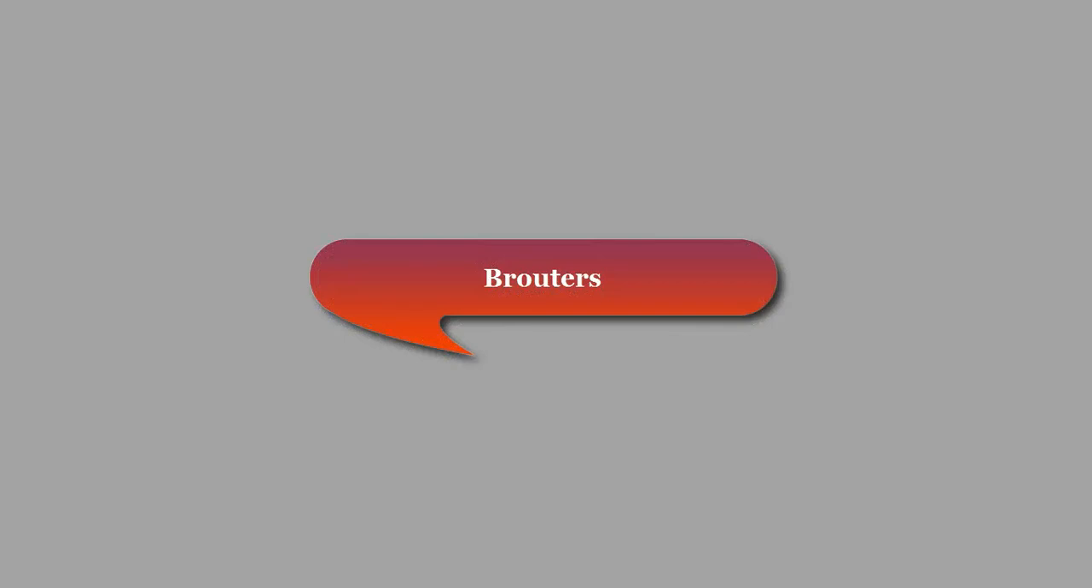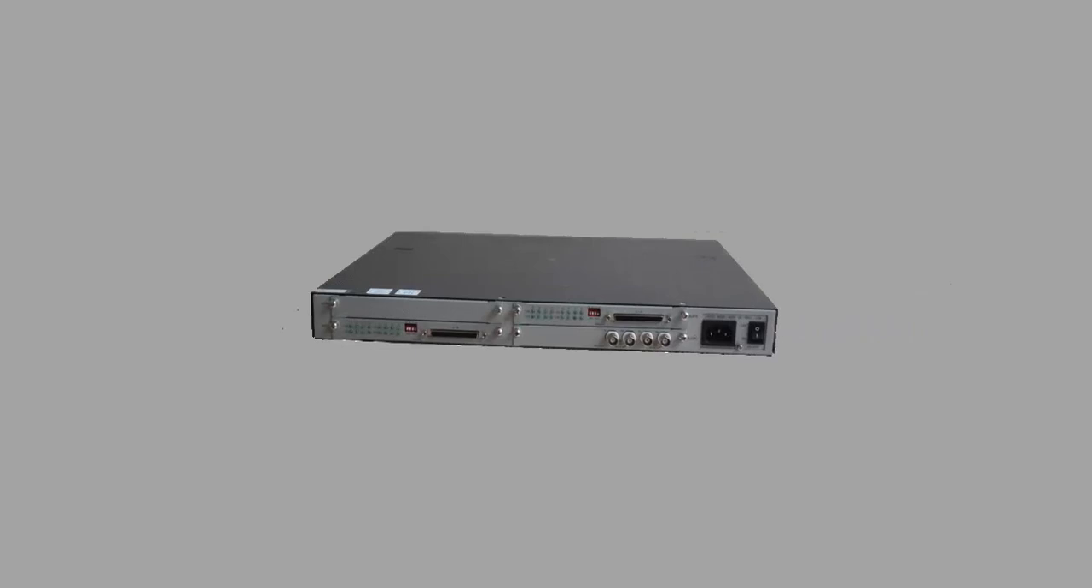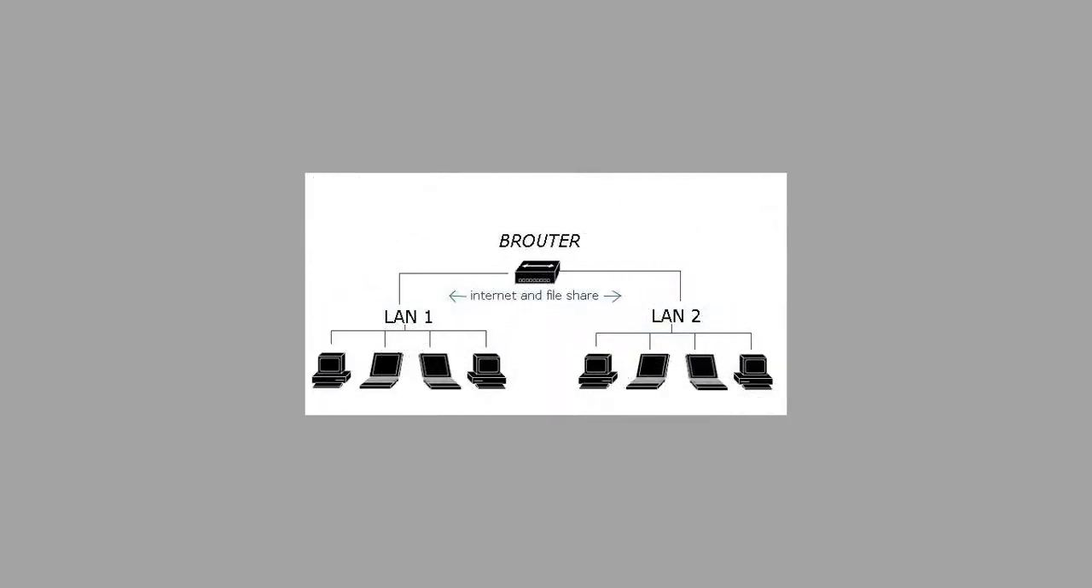Brouters. Brouters are a combination of router and bridge. This is a special type of equipment used for networks that can be either bridged or routed based on the protocols being forwarded. Brouters are complex, fairly expensive pieces of equipment and as such are rarely used.